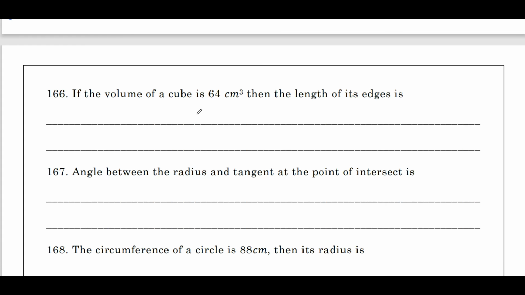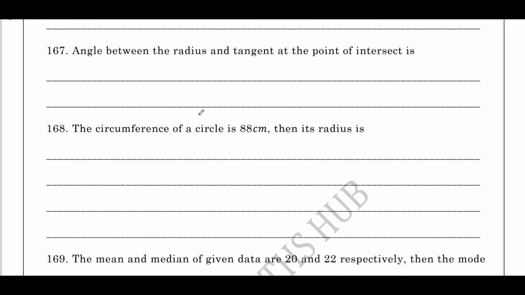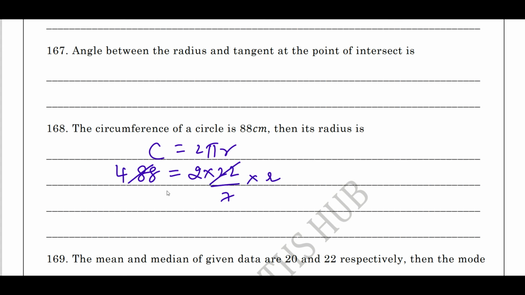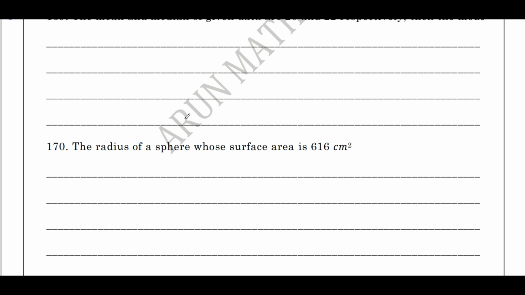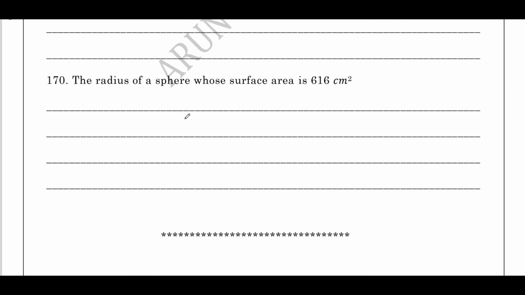Angle between the radius and the tangent at the point of intersection is what? 90 degree. The circumference of a circle is 88. C equals what? 2 pi r. Circumference is 88. We need to find out the radius. 2 into 22 by 7 into r. Therefore r equals 14 centimeter. Just cross multiply, and we get the answer. Try it. Question number 169, question number 170.